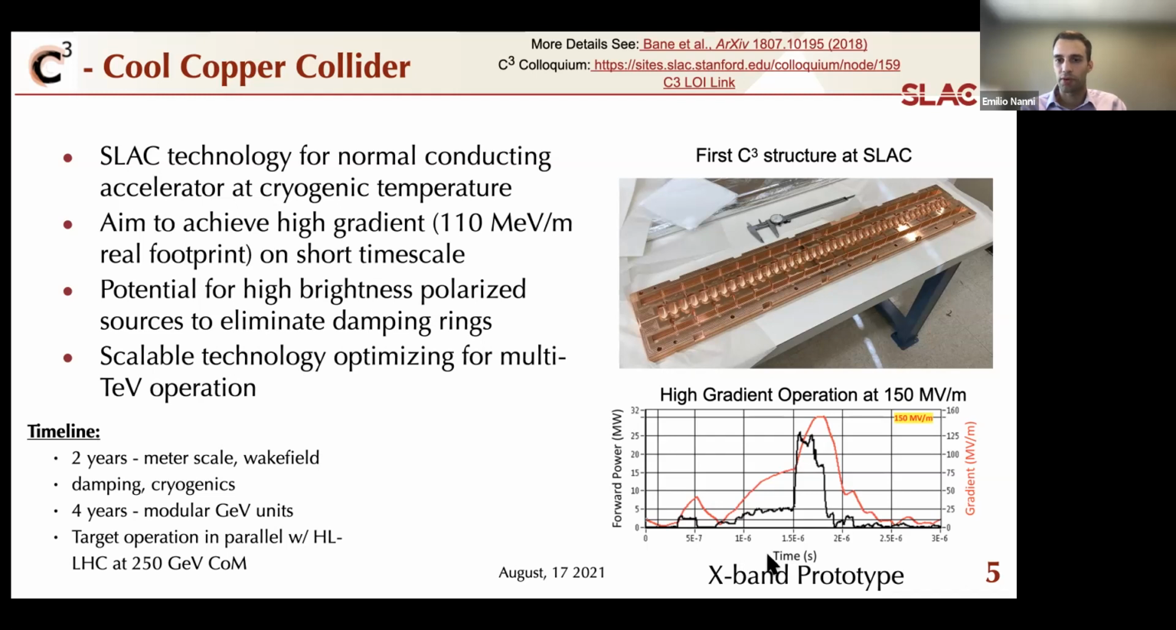The other figure that you're seeing over here actually was an earlier test that we did with an X-band prototype. So this is a slightly different operating frequency, higher by a factor of 2 than what we've settled on for this study with C-cubed. But it did achieve 150 megavolts per meter while operating at cryogenic temperatures. So we really think this is a practical near-term technology for linear colliders.